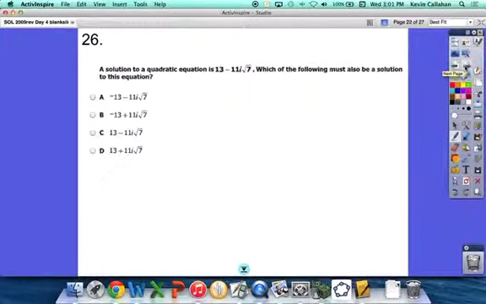Okay, how about this one? If you got one solution to a quadratic, which is 13 minus 11i times the square root of 7, which of these must also be a solution? Say again? Still didn't hear you. Which is the other solution? Okay, it has to be the conjugate of this, meaning this, but instead of a minus there, a plus. Which is it? It's B, right? It's B.